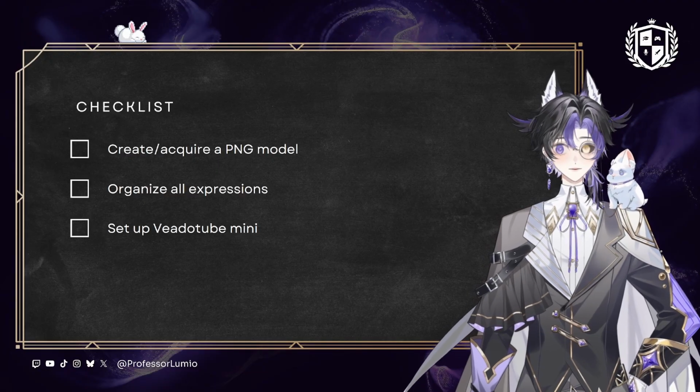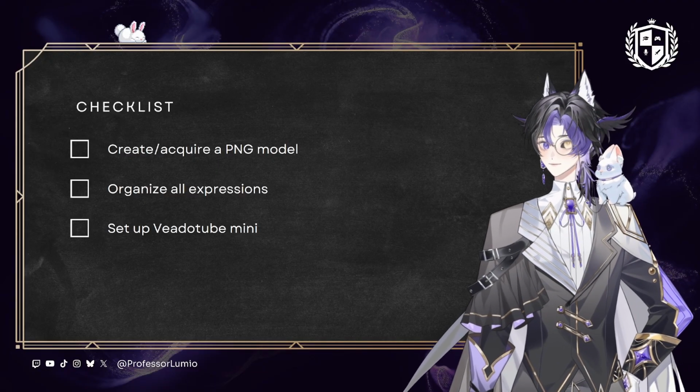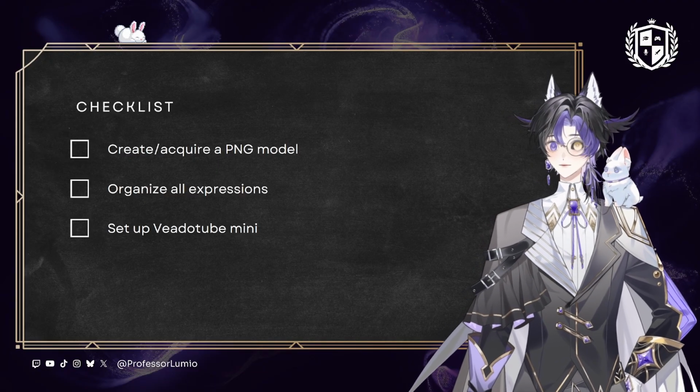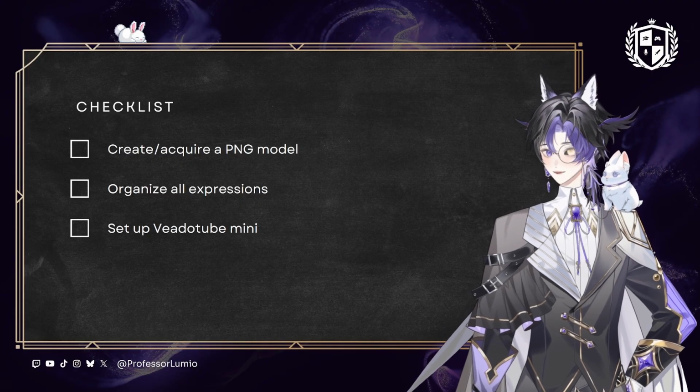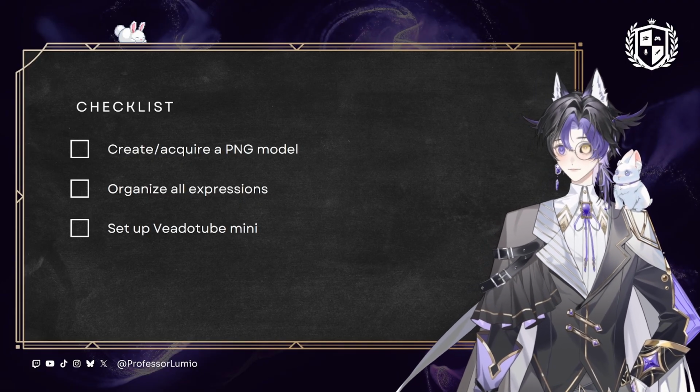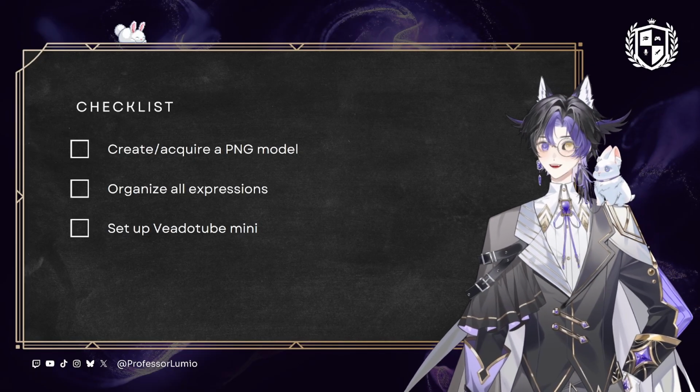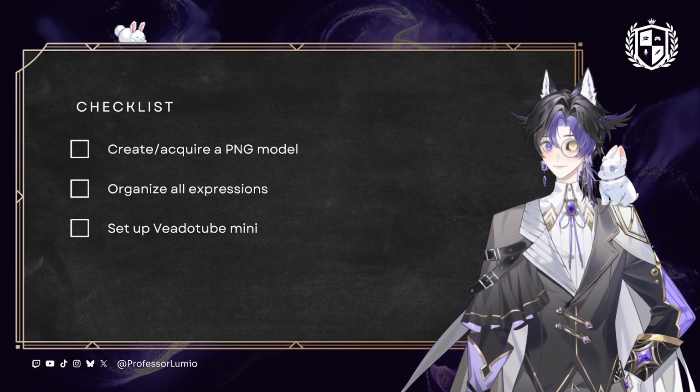And here is your homework for the items we've covered in this course. First, create or acquire yourself a PNG model, get all of your expressions organized in your stream file folder, and then set up VTube Mini.